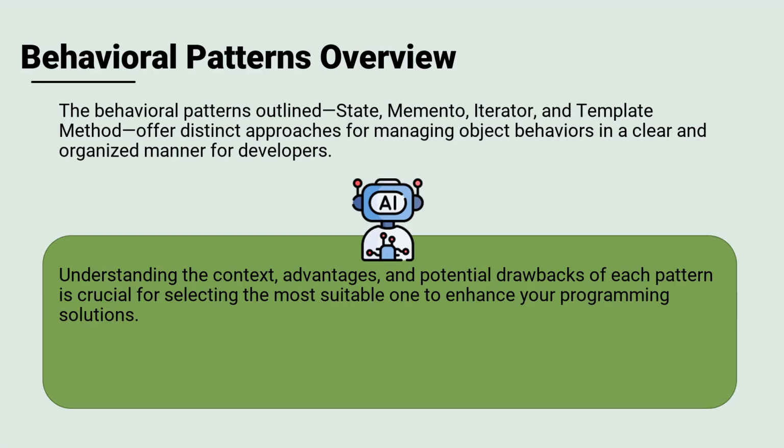With these behavioral patterns, state, memento, iterator, and template method, you're equipped to manage object behaviors intricately and elegantly. Each pattern has its own context of use, advantages, and potential drawbacks, so always assess which one fits your scenario best. In the next lesson, we'll shift gears to explore principles of functional programming, focusing on immutability, first-class functions, and higher-order functions that create more predictable and maintainable code.